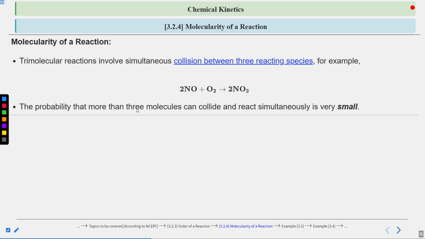Now, the probability that more than three molecules can collide and react simultaneously is very small. We have seen with the help of this example, 2NO plus O2 giving 2NO2, that we have only 2 plus 1, three reactant molecules which can collide to make the product. The probability that more than three molecules can collide and react simultaneously is very, very small.